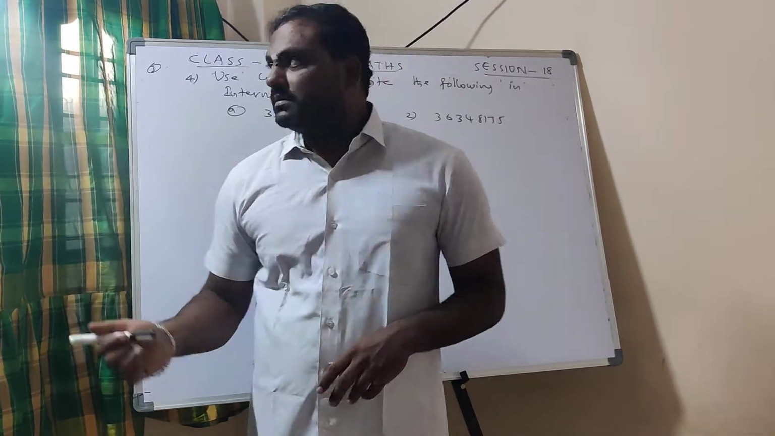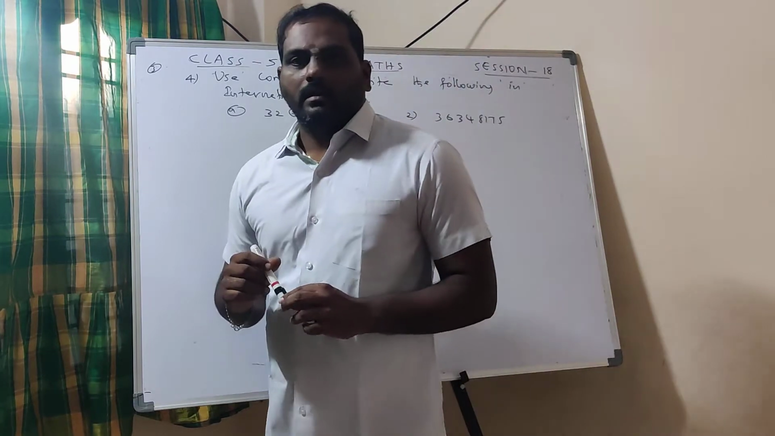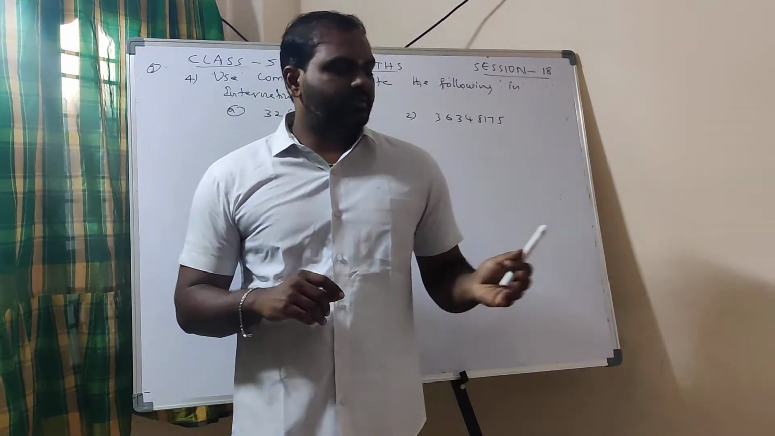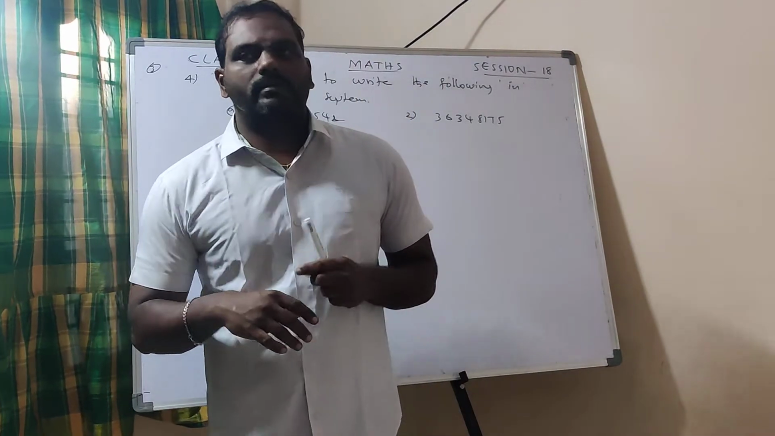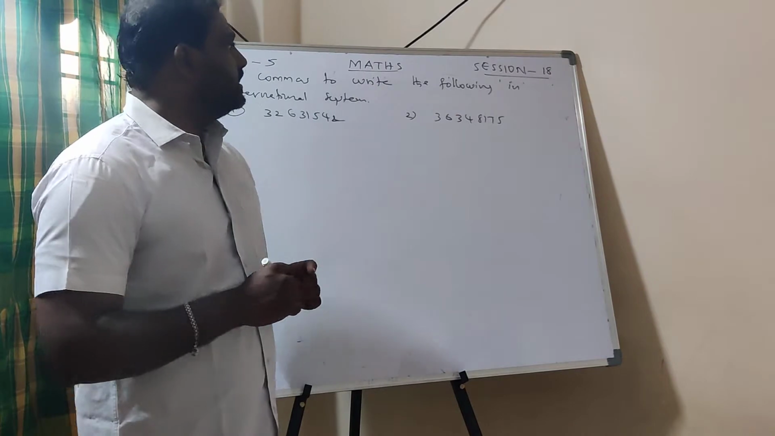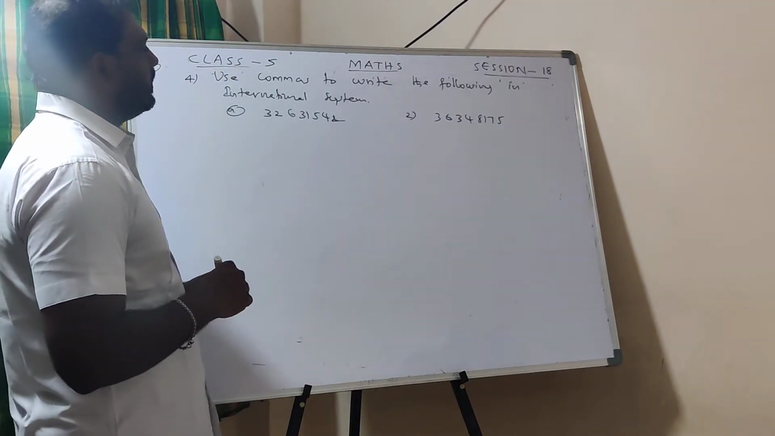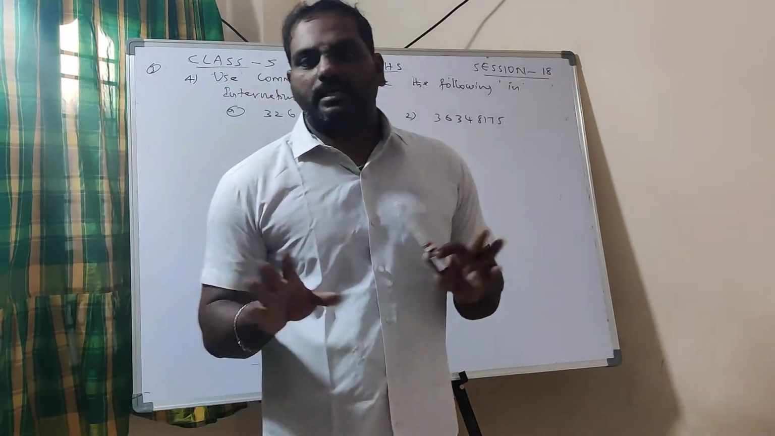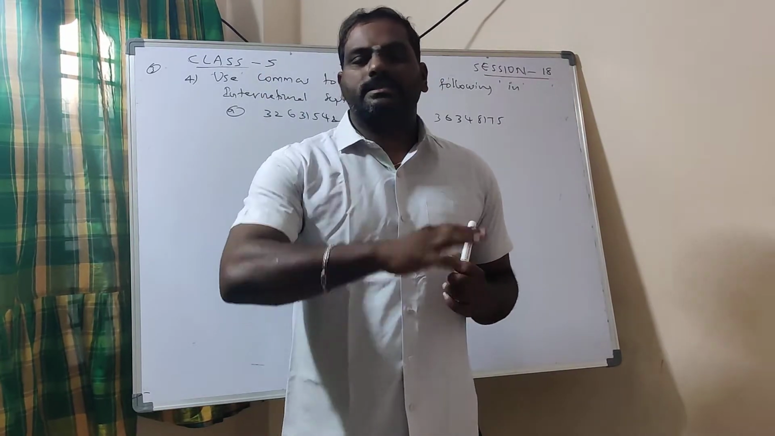Right now, in this class, session number 18, we are in exercise number 3. In the previous session, I explained bits number 2 and 3. Now we will go for bit number 4, which is a very easy bit. The question is, use commas to write the following in the international system. He will give a number without any commas, and he asks you to write it in the international system.